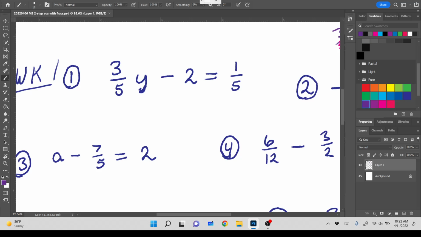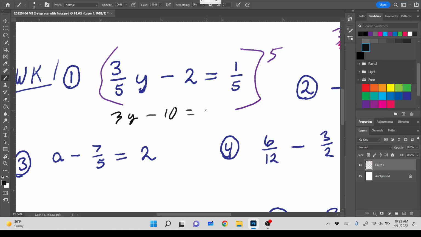Stop me when you have questions. So this one we would multiply times 5. Yes, good. Then we would end up with 3y minus 10 equals 1. And then we would add 10 to both sides, and we would end up with 3y equals 11. And then we end up with y equals 3 2/3. Questions on that one? Yes, no, maybe?